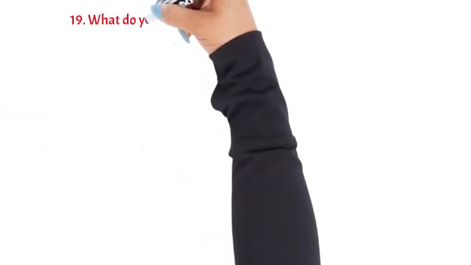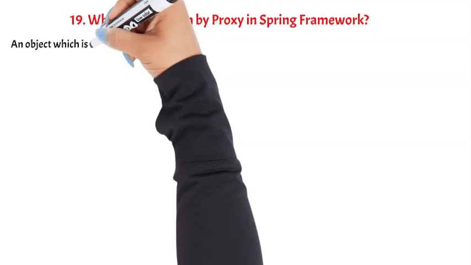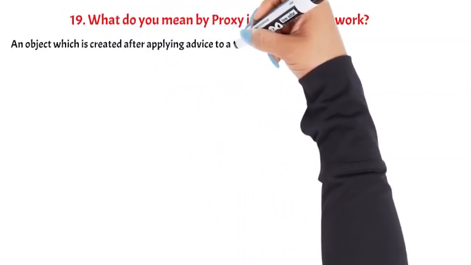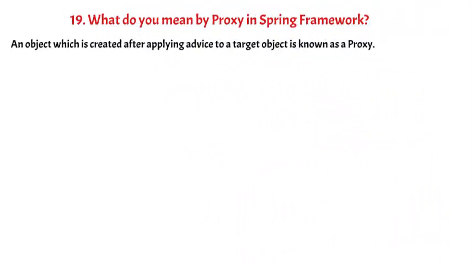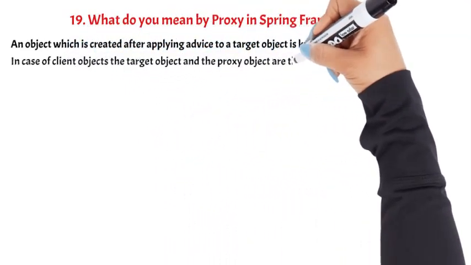19. What do you mean by proxy in Spring Framework? An object which is created after applying advice to a target object is known as a proxy. In case of client objects, the target object and the proxy object are the same.